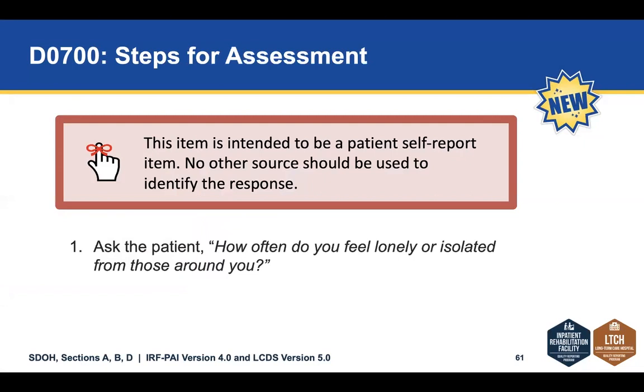Note that like the health literacy data element, D0700 social isolation is intended to be completed via patient self-report. Therefore, no other source may be used to identify the response. In order to conduct this assessment, the assessor will ask the patient the following question. How often do you feel lonely or isolated from those around you?